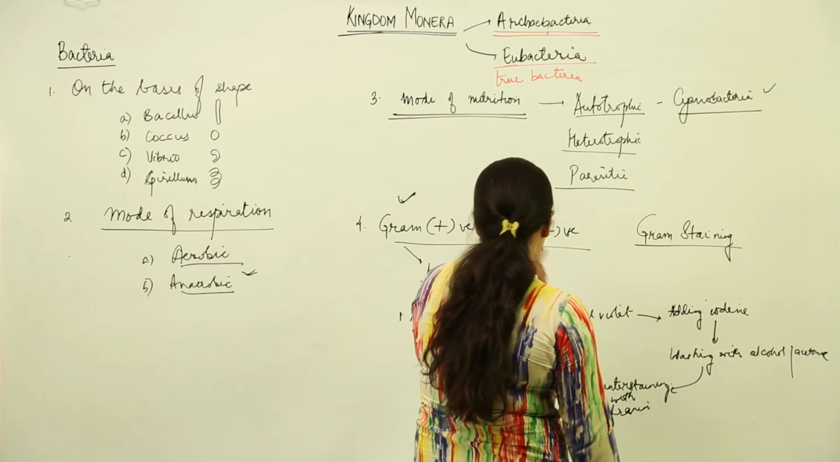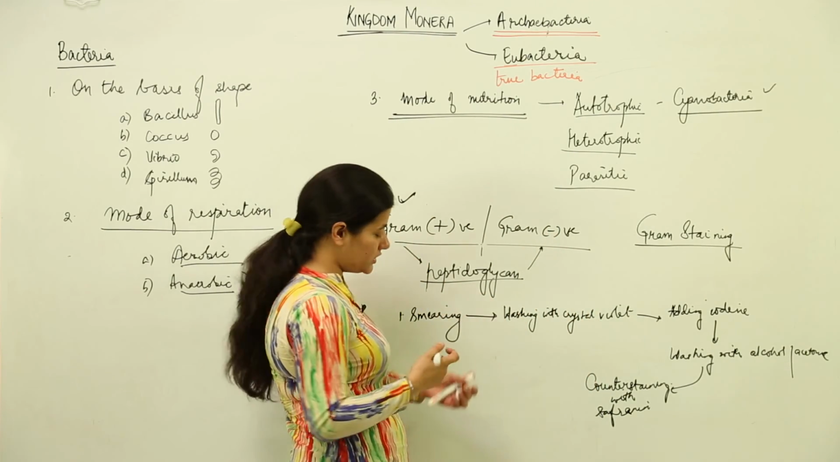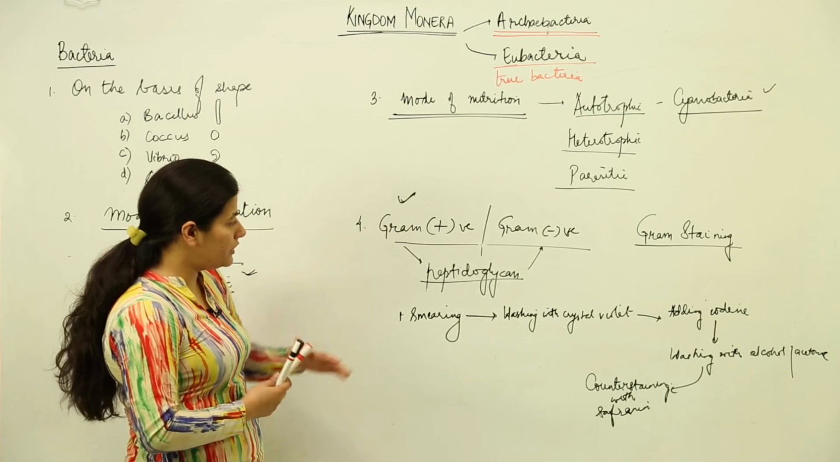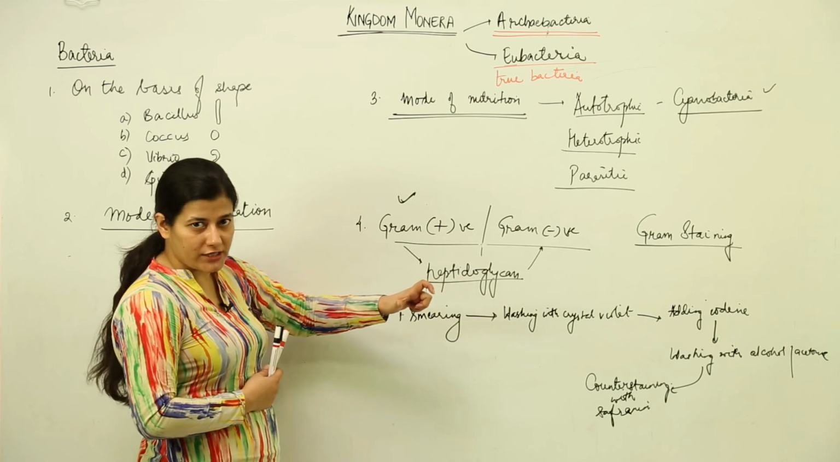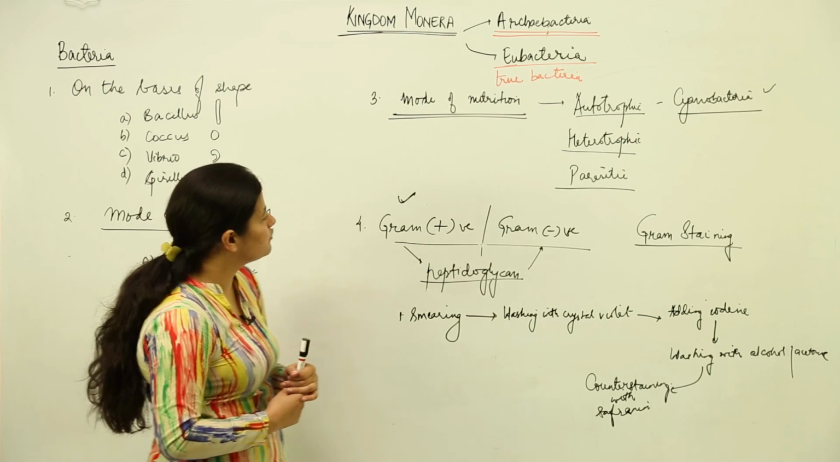The bacteria that have lesser peptidoglycan would appear pinkish, while the one which has greater peptidoglycan, which has imbibed crystal violet completely due to iodine, would have the violet coloration. So that is the difference between gram positive and gram negative bacteria.